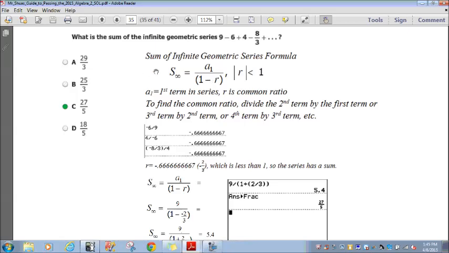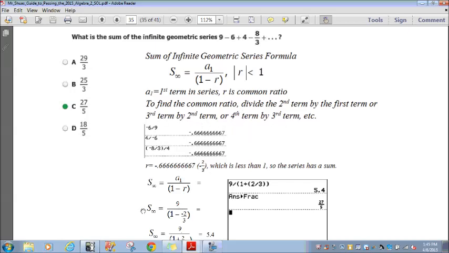The sum of the infinite geometric series formula: the sum of the infinite series is a sub 1 divided by 1 minus r, and r is the common ratio, and the common ratio has to be less than 1 in absolute value in order for there to be a sum. Like I mentioned, a sub 1 is the first term in the series, r is the common ratio. To find the common ratio, you divide the second term by the first term, or the third term by the second term, or the fourth term by the third term.